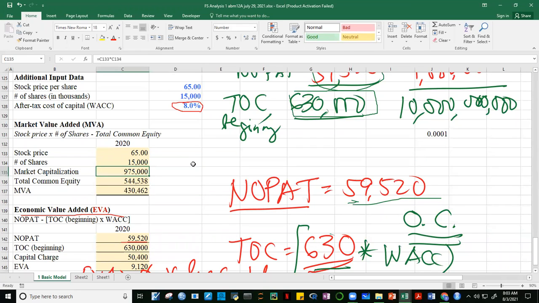Okay, so this is just comparing the market capitalization. And how do you compute for the market capitalization? Magkano ba yung stock price ngayon? Okay, currently in the market. Tapos ilan bang shares outstanding ang meron yung company? 15,000. So we get the market capitalization by multiplying the two, 975. And then we compare it with magkano yung book value, magkano yung value sa books ng equity, 544,538. The difference of that is your market value added.